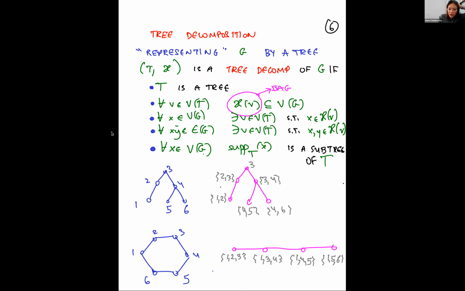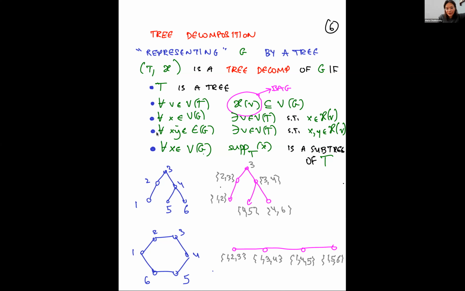So to do that, what I need to do is add 1 to this bag and add 1 to that bag. But then I remember that I have this rule that if 1 is somewhere and somewhere, then 1 also has to be everywhere in the path between these 2 places. And for that reason, I have to add 1 here and I have to add 1 there.